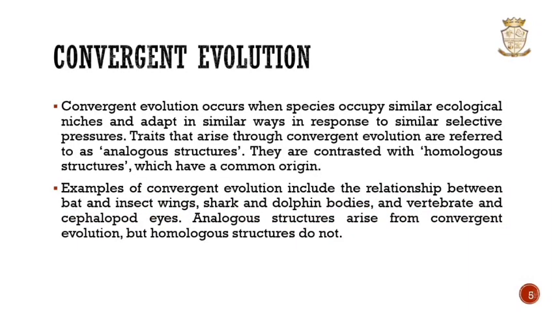First is convergent evolution. Convergent evolution occurs when species occupy similar ecological niches and adapt in similar ways in response to similar selective pressures. Examples of convergent evolution include the relationship between bat and insect wings, shark and dolphin bodies, and vertebrate and cephalopod eyes.